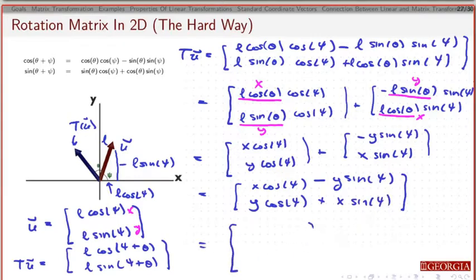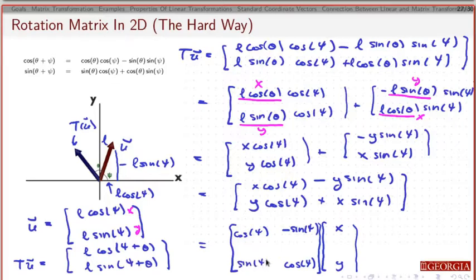So I want to figure out, how do I write this as a matrix times a vector? So this is going to be my x and y. For the top row, my x is being multiplied by cosine psi, my y is multiplied by minus sine of psi. Now for the second row, my y is multiplied by cosine of psi, and my x is multiplied by sine of psi. So this is my rotation matrix that rotates some angle theta. If I multiply that by my x, this will take any vector and rotate it in the 2D plane.